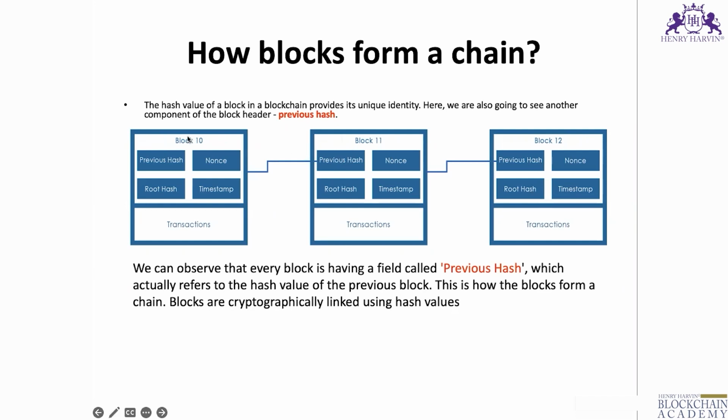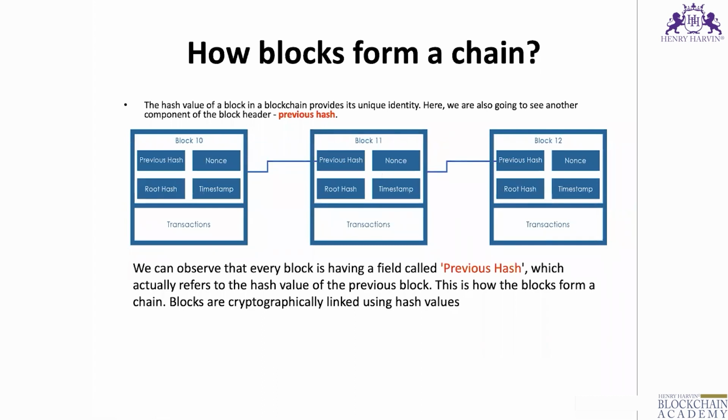So why are we storing this previous hash? What is the purpose? The point of hashing is that any small change in the data will easily get identified. So the hash value of block number 10 is stored in block number 11. In block number 11, we are storing the previous block's hash value. And similarly, block number 12 also has the previous hash field, so the hash value of block number 11 will be stored in block number 12. That is the previous hash.